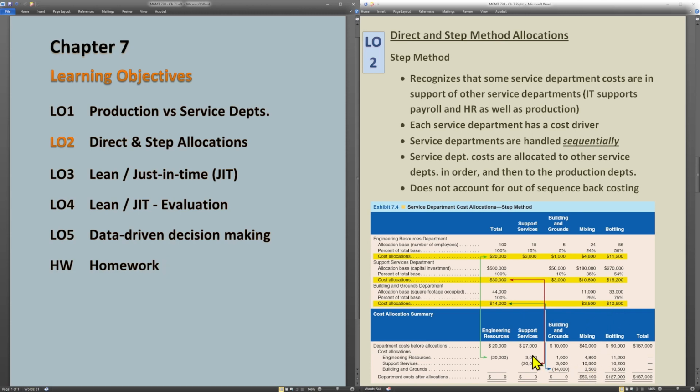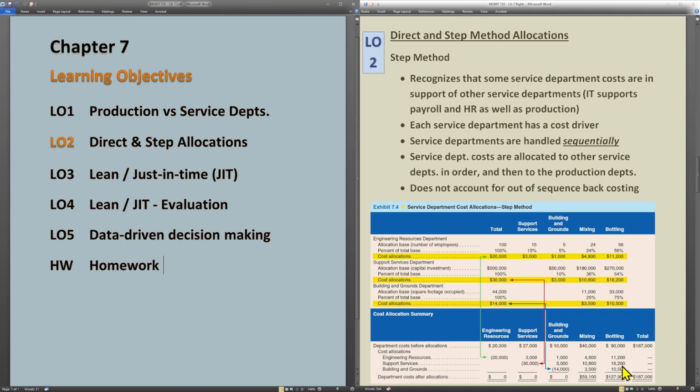So you can see when we do it the step method, some of the departments pass their costs on to some other support departments, but it's not every which way, it's only sequential. In other words, the first one passes it on to the next two, the second one only passes it on to the third, and the third doesn't pass it on. It just sends all its costs to production. So they're approximately the same.